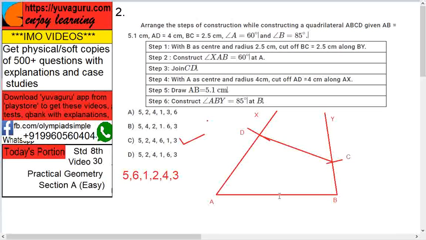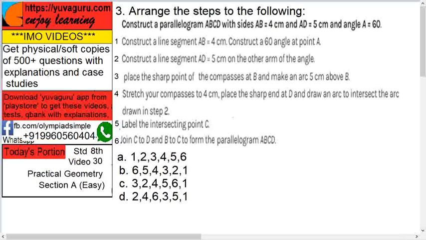So first AB, then start from angle B, and then 6, then 1, then 2, then 4, then 3. Then also it is correct. But both won't be given to you, right? If both are given, then there is a confusion. Therefore, either C will be given to you or this will be given to you.